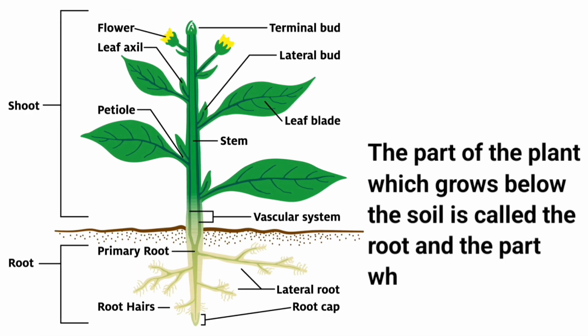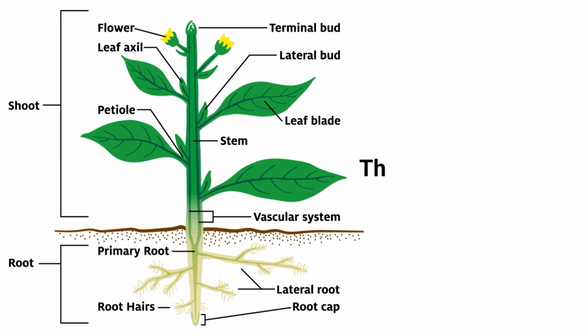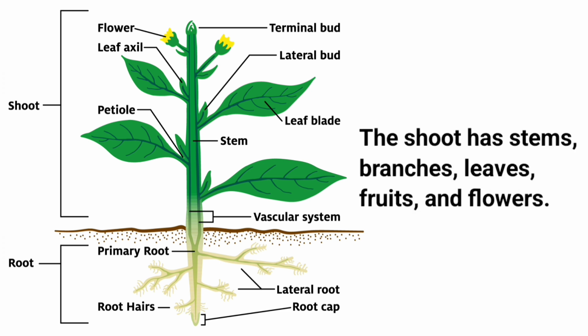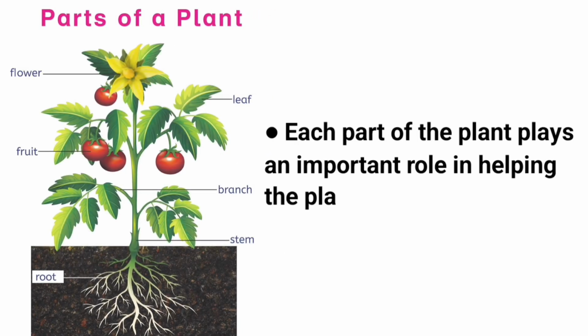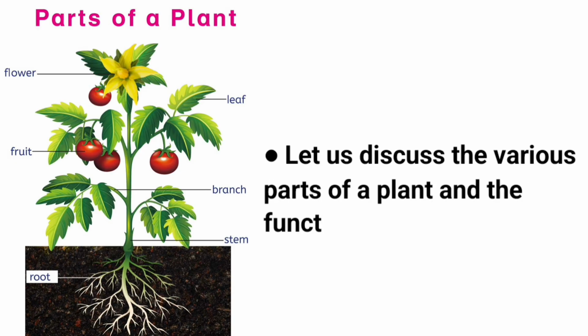Different parts of the plants. The part of the plant which grows below the soil is called the root, and the part which grows above the soil is called the shoot. The shoot has stem, branches, leaves, fruits and flowers. Each part of the plant plays an important role in helping the plant to live and grow. Let us discuss the various parts of the plant and the functions they perform.